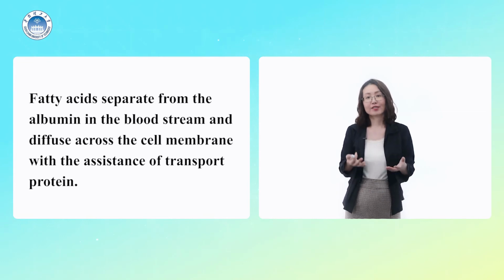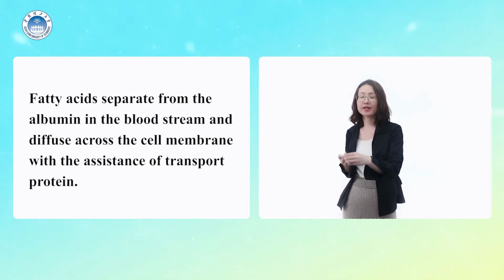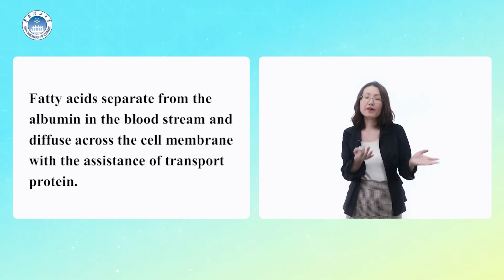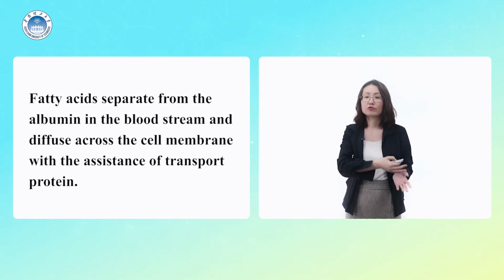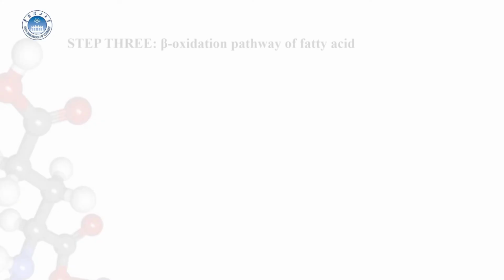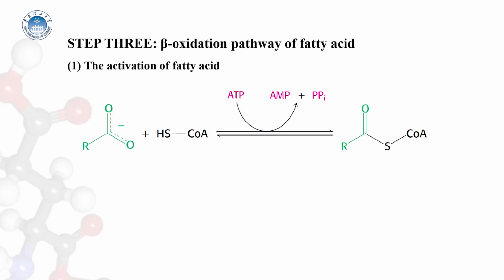Fatty acids separate from the albumin in the bloodstream and diffuse across the cell membrane with the assistance of a transport protein. In the cell, fatty acids are shuttled about in association with fatty acid binding proteins. Fatty acid oxidation occurs in the mitochondrial matrix, but in order to enter the mitochondria, the fatty acids are first activated through the formation of a thioester linkage to coenzyme A.